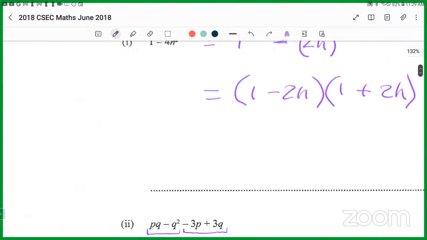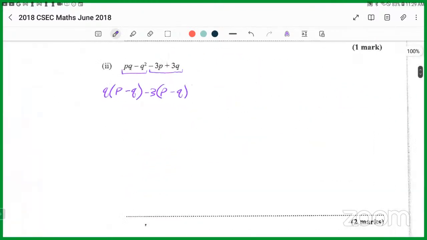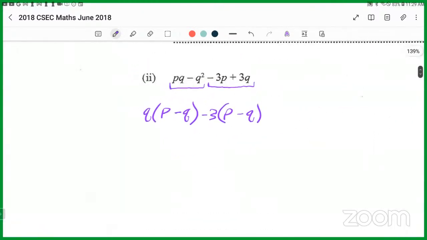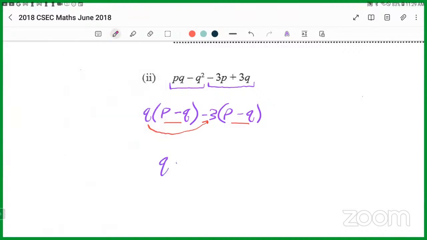The question said completely. So you have to factorize this again because this can be factorized further. The p minus q now is a common factor, and the 2 parts are joined by those 2 values. And so the next line becomes a combination of those 2, the q minus 3, times the common factor of p minus q. And that is it. Factorized completely. Everybody got that?